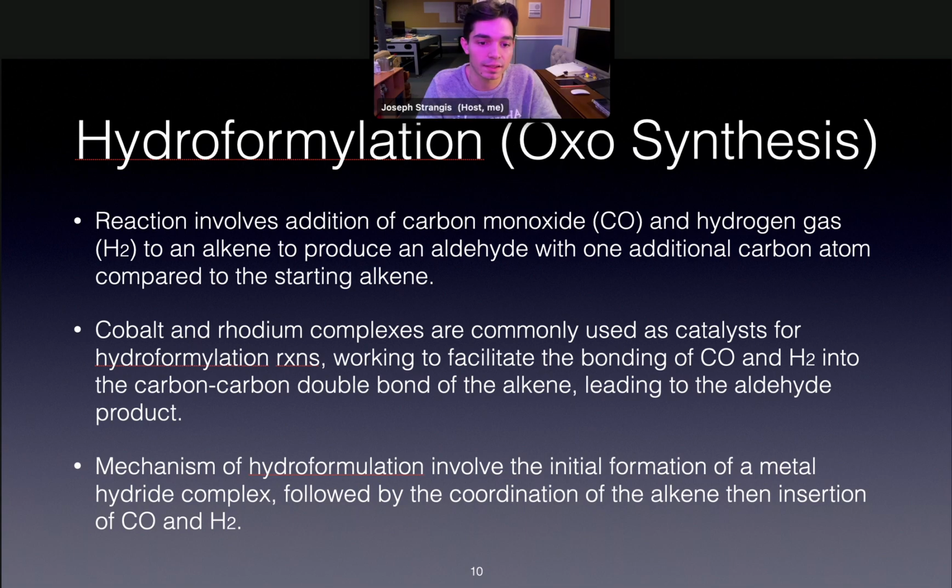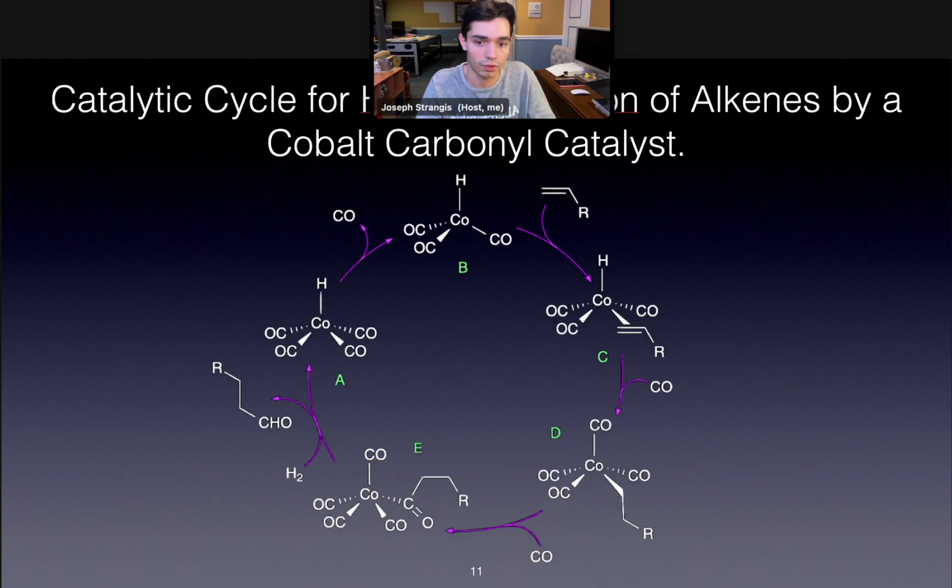So the mechanism here involves the initial formation of a metal complex and the coordination of the alkene so that we can insert the carbon monoxide and the hydrogen. So here, this is the catalytic cycle for the formation of aldehydes using a cobalt carbonyl catalyst. It's in a series of steps.